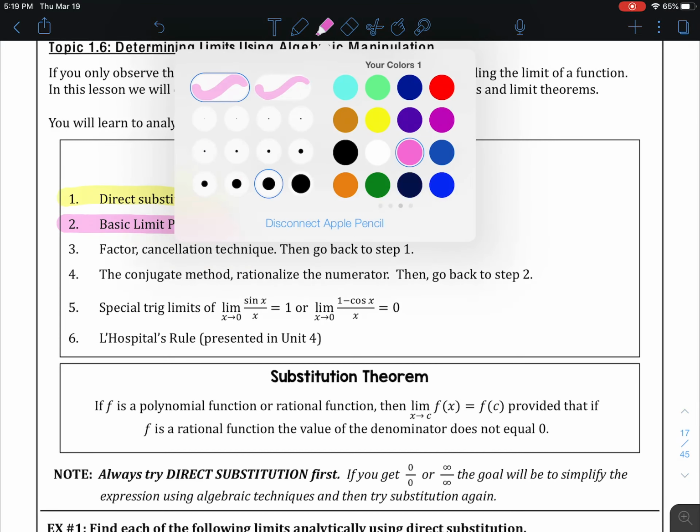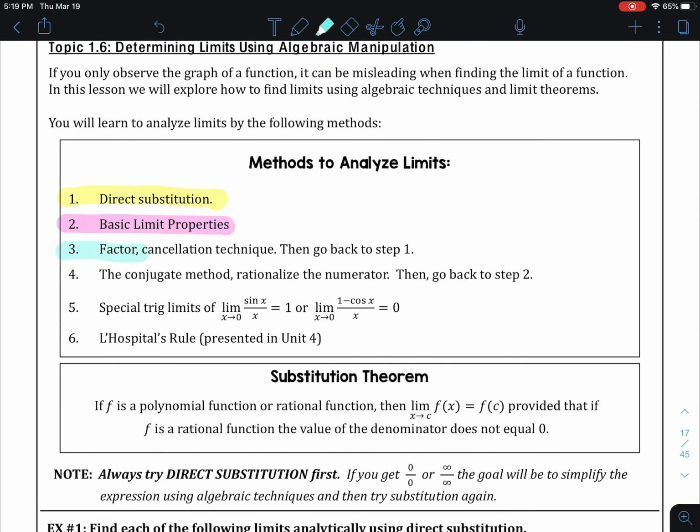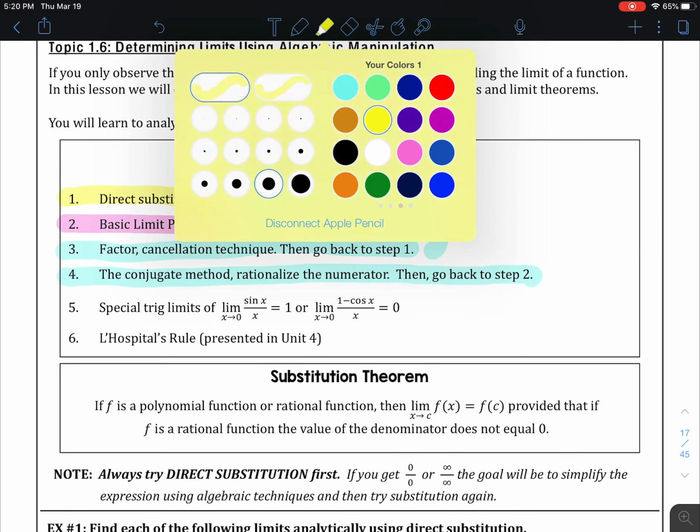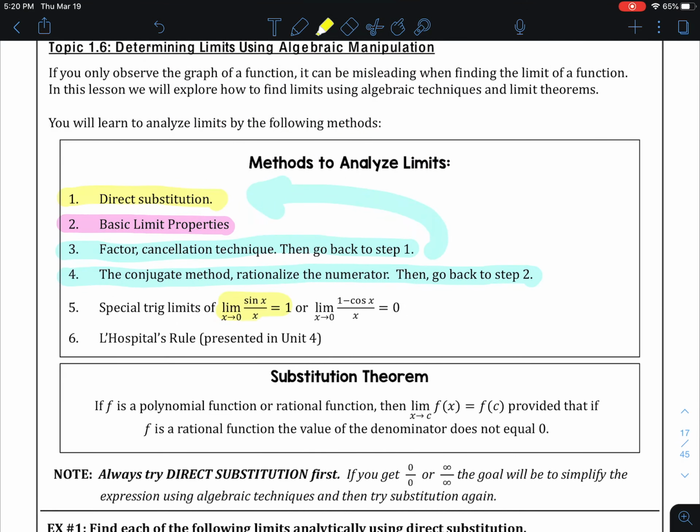Okay, the third and probably the new one is we can factor and cancel and then go back to doing some direct substitution. We can also multiply by the conjugate, which would rationalize the numerator, and then go back to step 1 or 2. There are 2 special trig limits, which unfortunately you're just going to have to memorize, and we'll talk about those more later, how we can manipulate things to look like that.